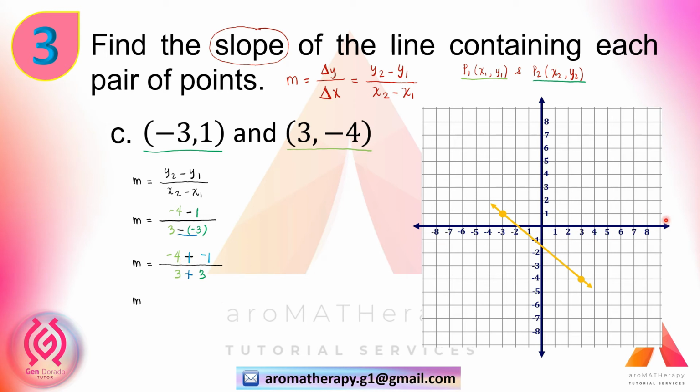M is equal to negative 4 plus negative 1 is equal to negative 5 over 3 plus 3, which is equal to 6. So we have negative 5 over 6. So take a look at this graph. What do you notice? The line falls from left to right. O, nahulog siya. Pag falling, meaning negative slope. So what is the slope? M is equal to negative 5 over 6. So this is your negative slope. Can you follow?